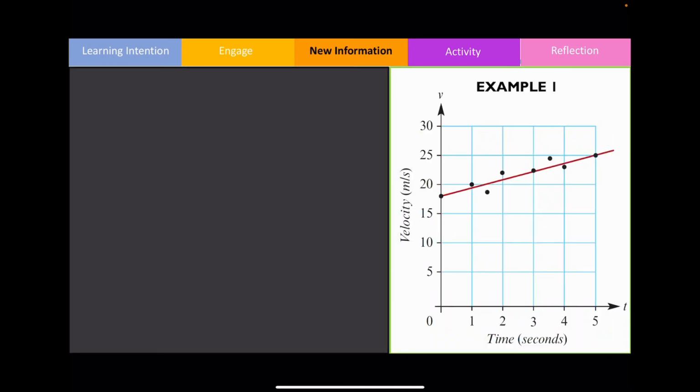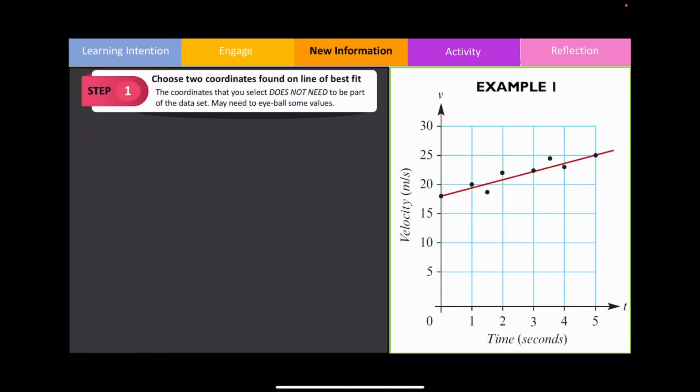I'm going to go through 2 examples of how to find the equation for the line of best fit. The very first step is for us to choose 2 coordinates that are found on the line of best fit. Something I want to emphasize is that the coordinates you choose don't necessarily have to be part of the original data set at all. Sometimes you will need to eyeball what some of the values are, and because you're eyeballing the values, it can be quite subjective, meaning that what I interpret as a value may be different from what you interpret. Fortunately, in this particular example, I can clearly see that I could use these 2 points, and these 2 data points are actually part of the original data set. Now, I clearly know what the values of these points are.